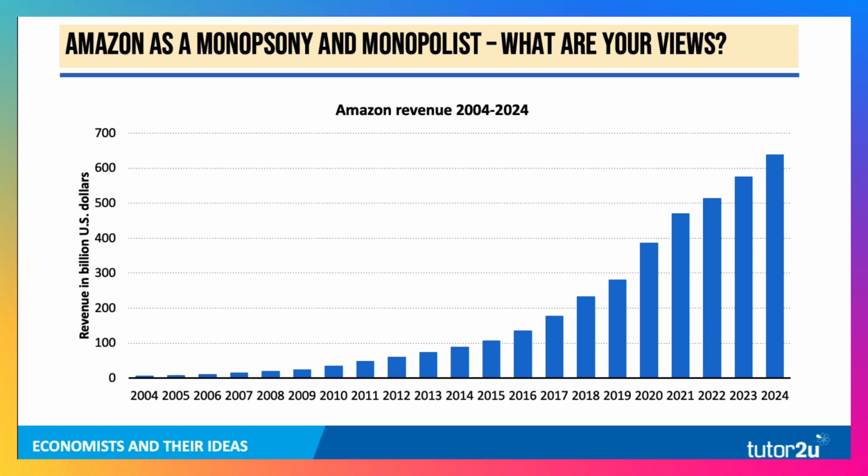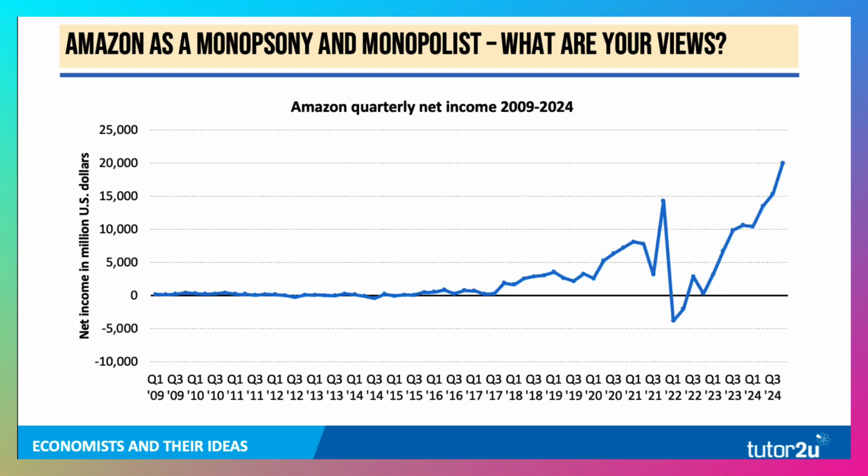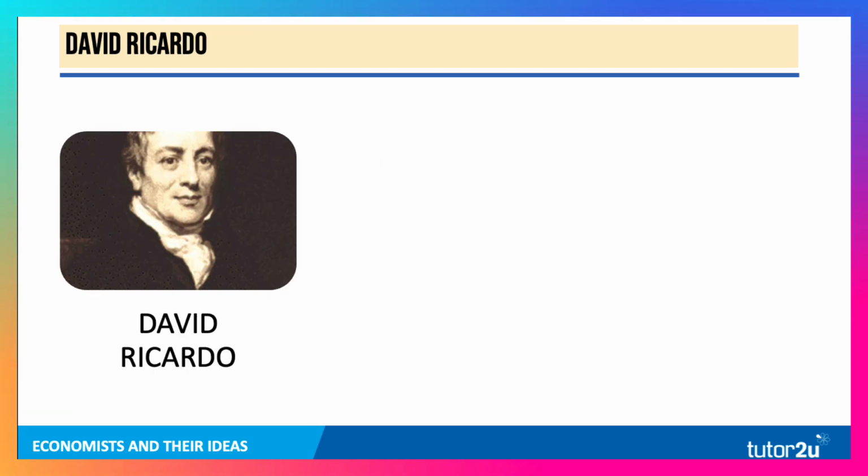Just wanted to show this chart on Amazon's revenue globally. Revenues in billions of US dollars, effectively almost $2 billion a day now of revenue. And of course, the business is now highly, highly profitable. So this is the hockey stick theory that eventually profits take off when you get to such scale and size and dominance. So Amazon is both a monopsony and a monopolist. And this raises interesting questions about welfare and efficiency.